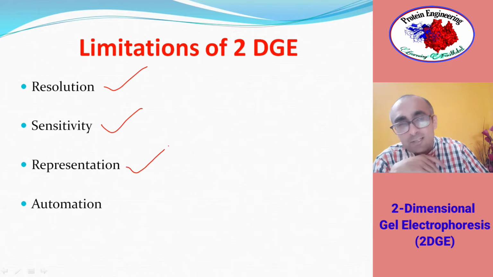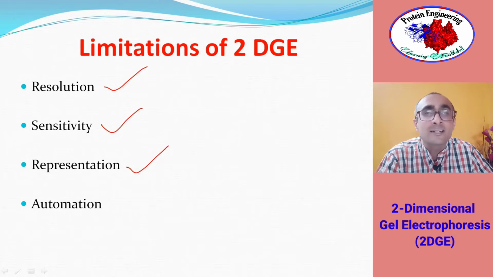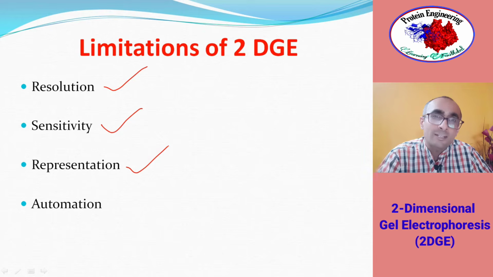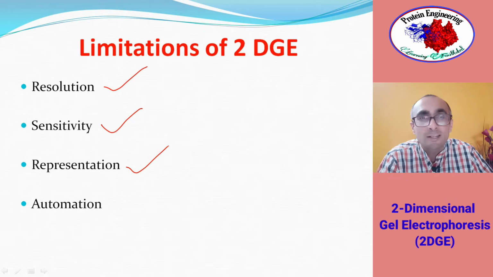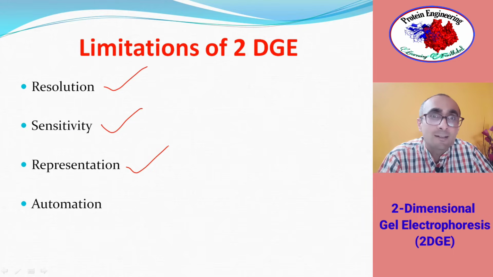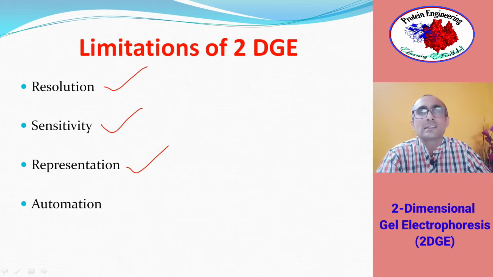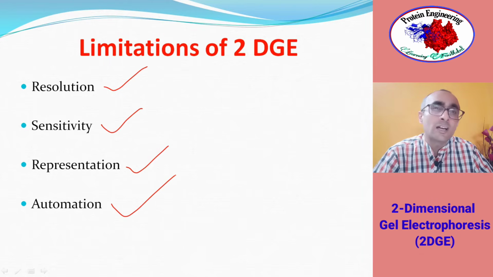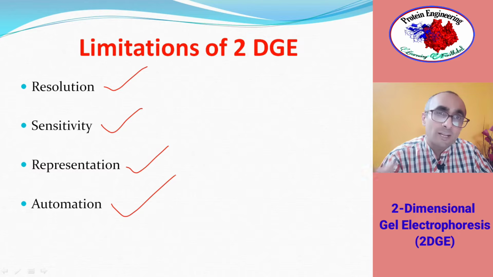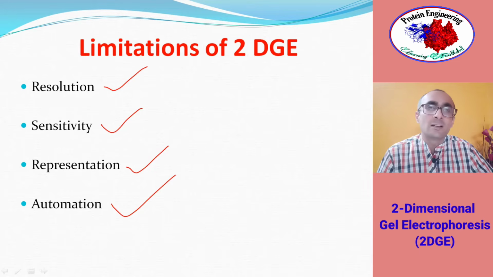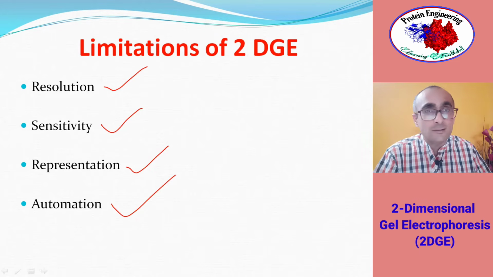And then representation, not all proteins present in the cell are represented in the same condition. For example, there are proteins which require special treatment for solubilization, like membrane proteins, or there are proteins which have very high pI. So to solubilize them, to make them run in 2DGE, you require changes in buffer conditions. Then automation is another issue, because you run the gel, you visualize them yourself, eventually you pick the spot in order to identify. So automation is also required. Manual interference causes problems in cutting the spot and identifying them.